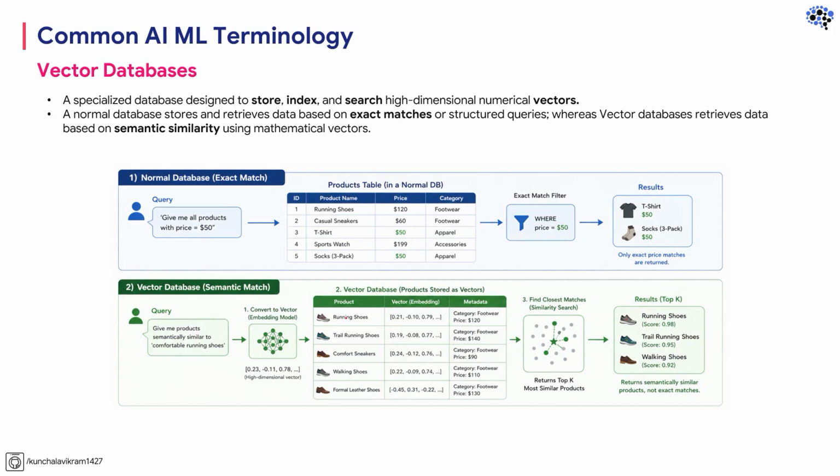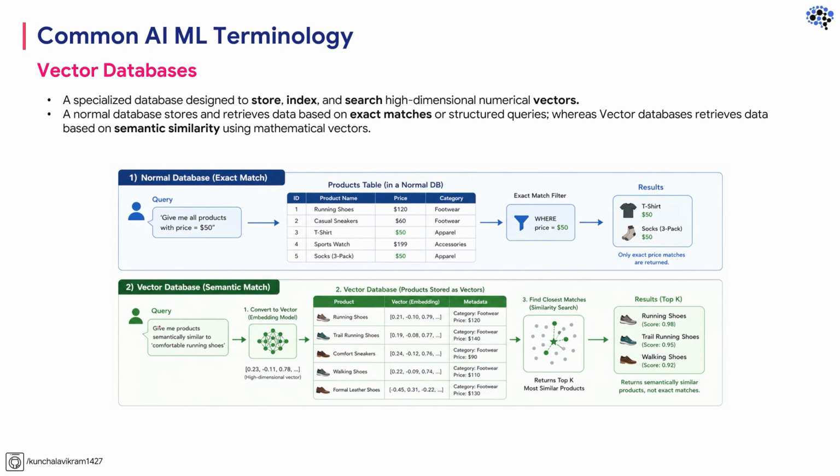These databases don't store the images and all that stuff. We only talk about embeddings, right? So now for the user query, you can see we are talking about comfortable running shoes, which means running shoes, comfort sneakers may not be true, but the walking shoes and then the trail running shoes all can be the output of the vector database query.